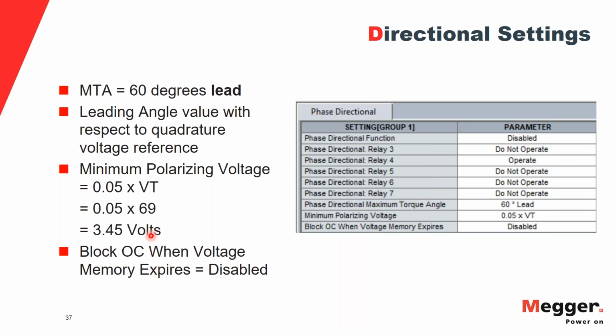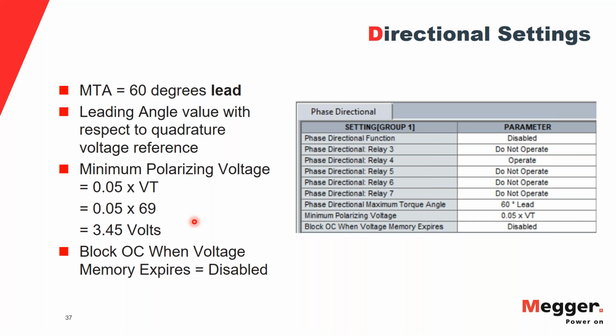The reason for having some minimum polarizing voltage is, let's say you have a three-phase close-in fault. If it's a solidly grounded three-phase close-in fault, my voltages will collapse to zero. When the voltage collapses to zero, there is no reference. So how does a directional relay decide how to trip if there is no reference at all?